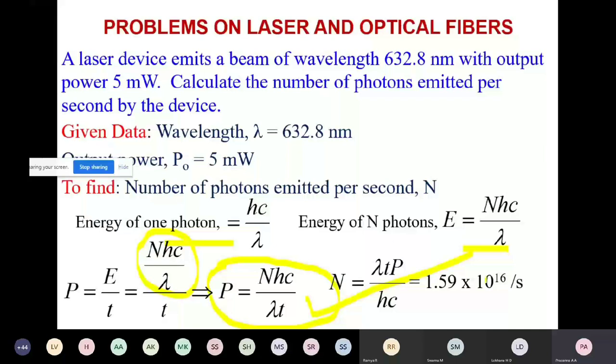Lambda is given 632.8 into 10 power minus 9 because it is nano. T is 1 second because we are calculating the number of photons per second. Therefore, time should be 1 second. Power is given 5 milliwatt, 5 into 10 power minus 3 watt. H is Planck's constant, 6.625 into 10 power minus 34 joule second, and speed of light c is 3 into 10 power 8.